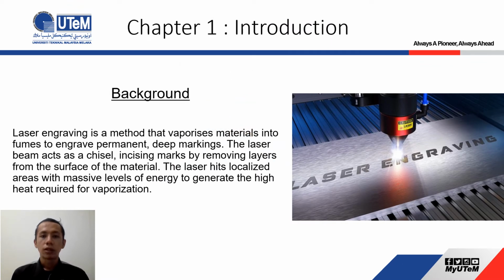Introduction, Chapter 1. What is laser engraving? According to the background, laser engraving is a method that vaporizes material into fume to engrave permanent deep marking. The laser beam acts as a chisel, incising marks by removing layers from the surface of the material. Then the laser hits localized areas with a massive level of energy to generate the high heat required for the vaporization.